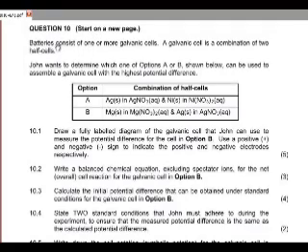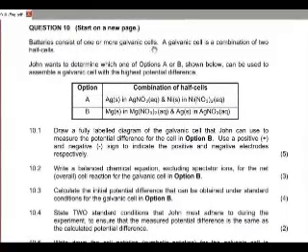As you can see, the question says batteries consist of one or more galvanic cells. A galvanic cell is a combination of two half cells. John wants to determine which one of options A or B shown below can be used to assemble a galvanic cell with the highest potential difference.